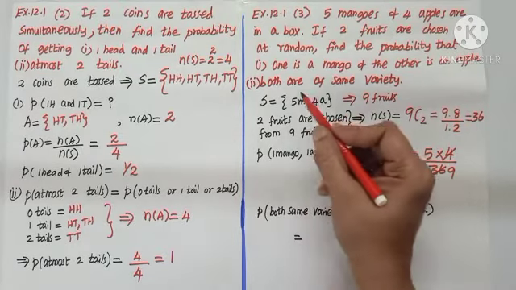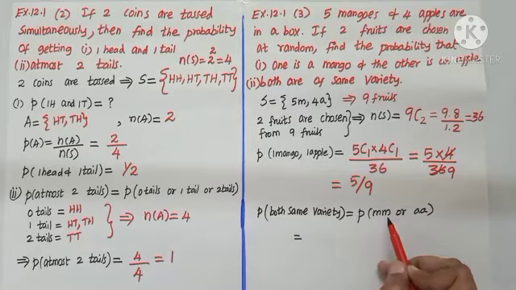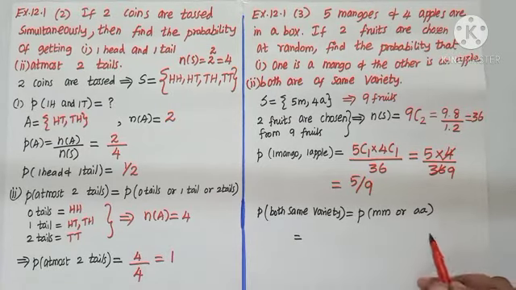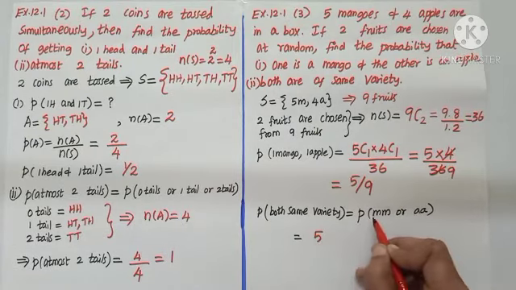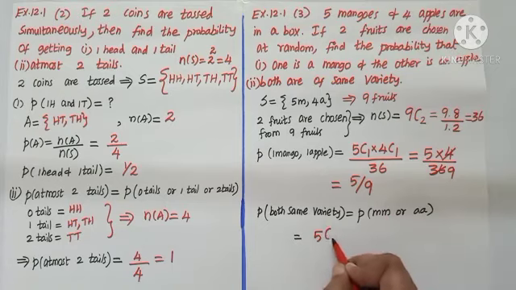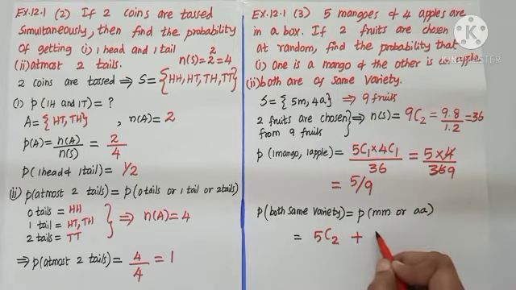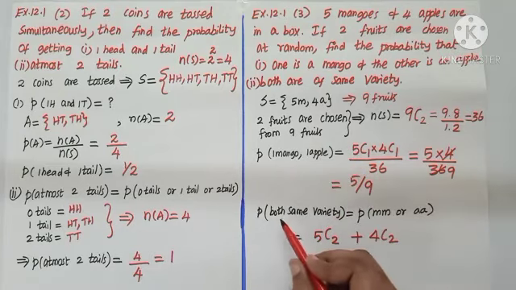Now the second subdivision: both are of the same variety. Same tells me both can be mangoes or both can be apples. How many mangoes are there? 5. From 5, I want 2 mangoes, or from 4 apples, I want 2 apples. So when I say and, I multiply. When I say or, I add.